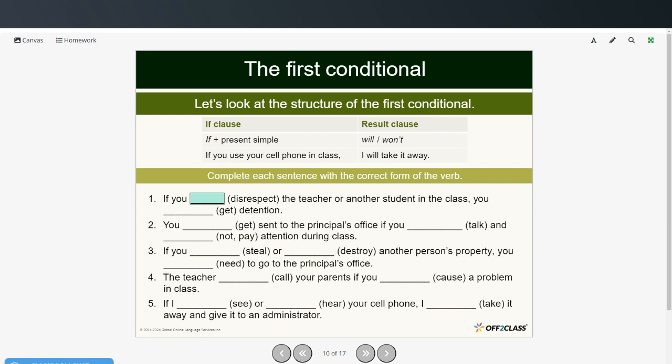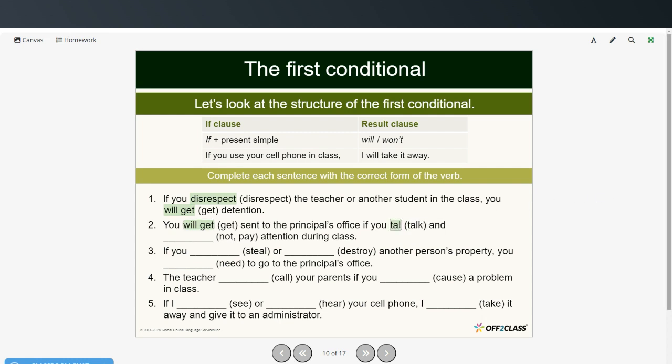Okay, so if you disrespect the teacher or another student in class, you will get detention. Here, you will get sent to the principal's office if you talk and do not pay attention during class. So this is one of the examples where the if clause came second.